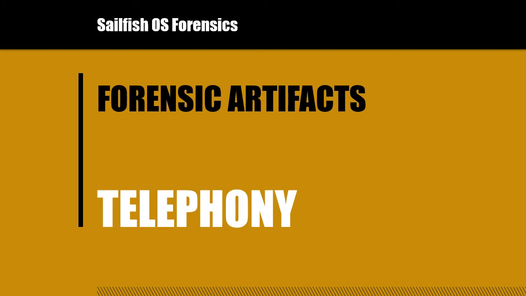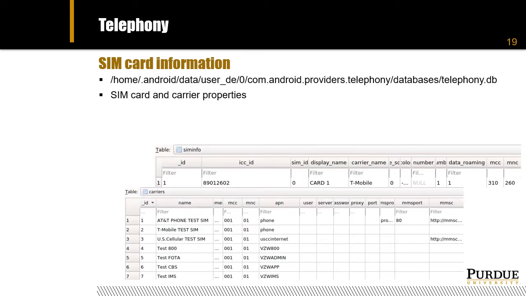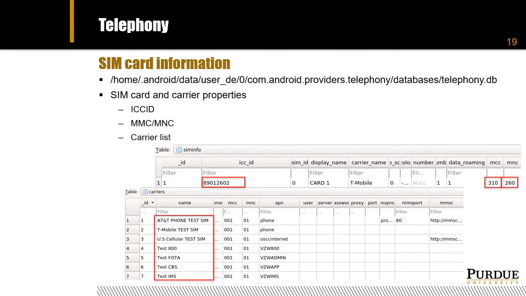This section outlines the forensic artifacts pertaining to telephony. SIM card information is stored in the Telephony DB SQLite database. You will notice that most of the data and settings in this operating system are stored in SQLite databases. SIM card and carrier properties are in different tables as shown below. You can observe the ICC ID in the SIM info table, as well as the MCC and MNC. Similarly, in the carriers table, you can see a list of carriers.